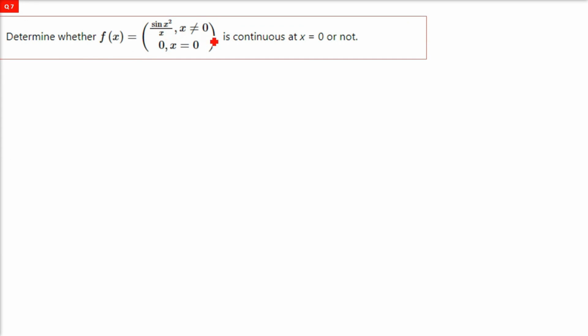Determine whether this f(x) is continuous, the point of contention being 0. It is sin x square by x when x is not equal to 0, and 0 when x is 0. So whether it is continuous or not at x equal to 0, that we have to find out. If it is continuous, the limit as x tends to a, in this case a is 0, of sin x square by x has to be equal to f(a). So this is equal to f(0), and f(0), when you put 0, is already given in the question as 0.